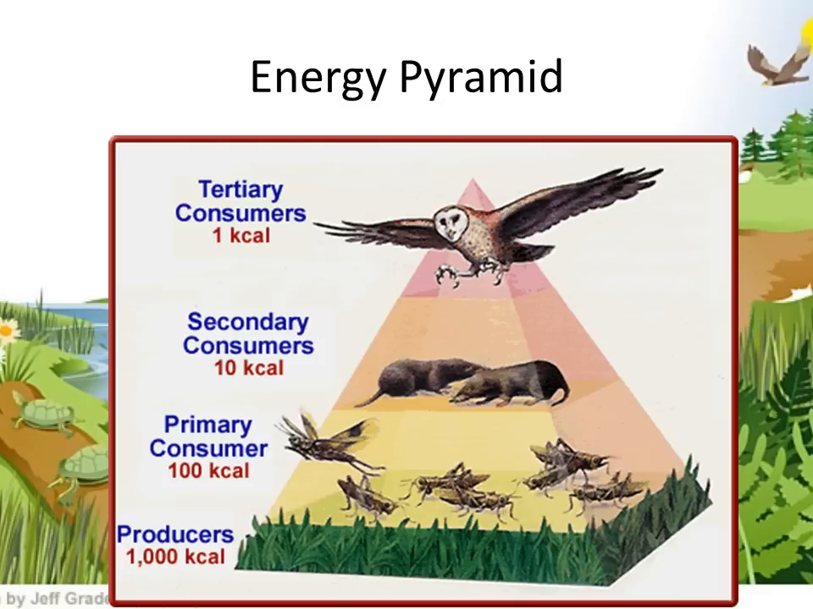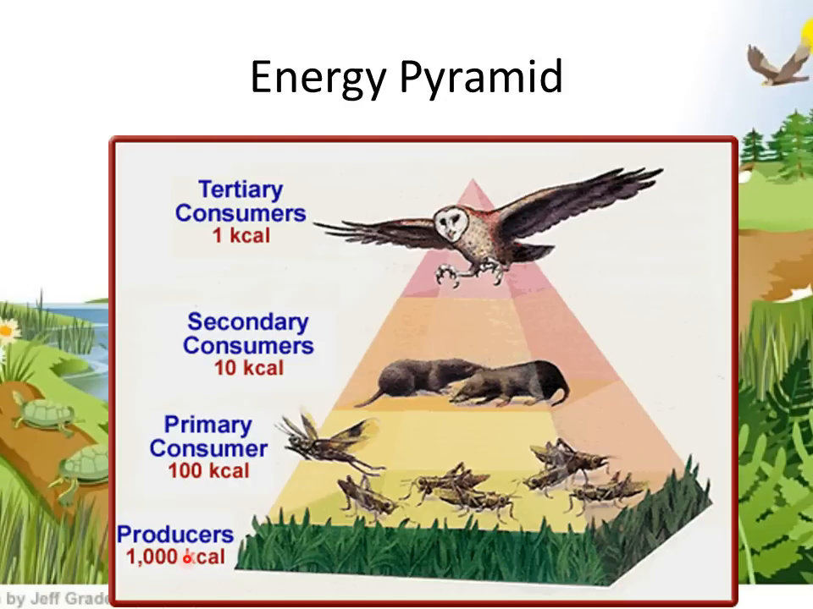So this is a way that you often see the trophic levels laid out in an energy pyramid, where producers are on the bottom. So plants, other photosynthetic organisms are going to be on the bottom. They're the producers. Primary consumers are one step up from that. They eat the producers. Secondary consumers are one step up from that. They eat the primary consumers. Tertiary consumers are one step up from that. They eat the secondary consumers.